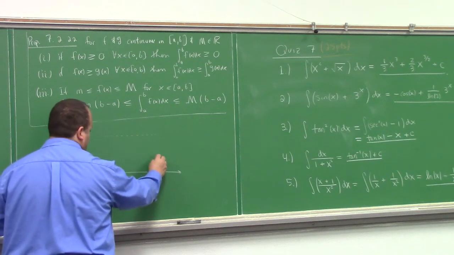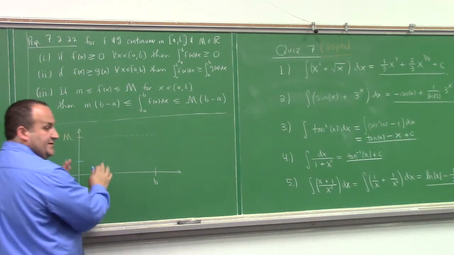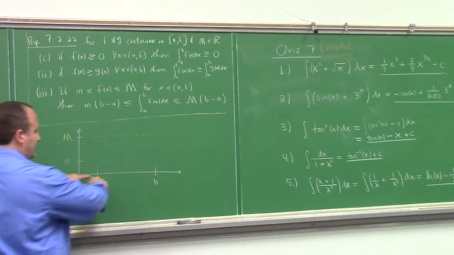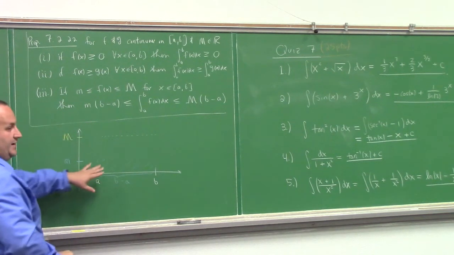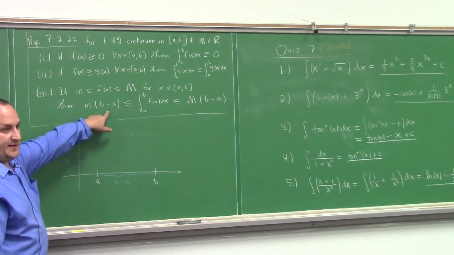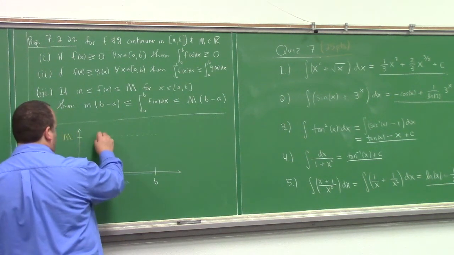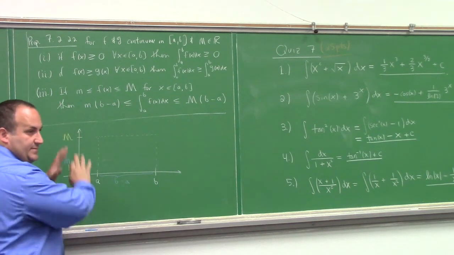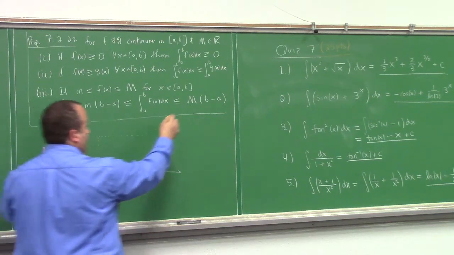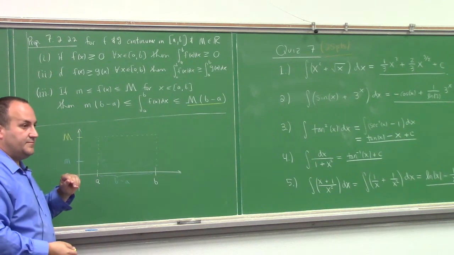So first of all, this blue box, that is m. What's this distance here? It is b minus a, right? So the area of the blue box is m times b minus a. That's the area of the blue box. The area of the yellow box, I won't shade it in, but the whole thing, that's over here, because it's big M times b minus a, right?